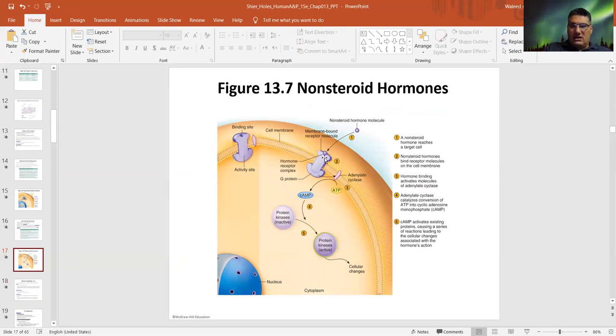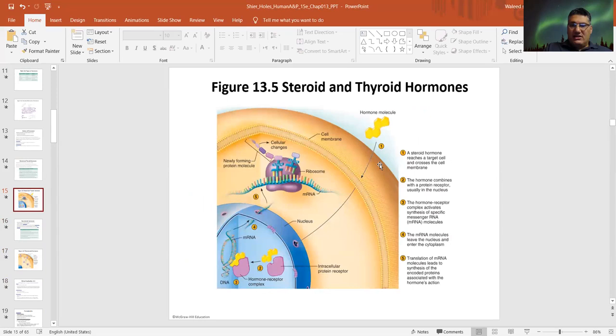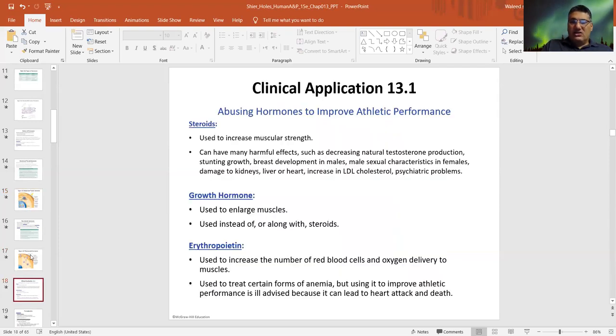One of the athletes is taking steroids. It will enter his cells, cross the cell membrane, go to the nucleus, interact with the receptors, activating DNA, messenger RNA, and then you're going to make copies of what? Of the muscle cells. You're going to increase the muscle cells, but this is artificial. This is not something that should be done.